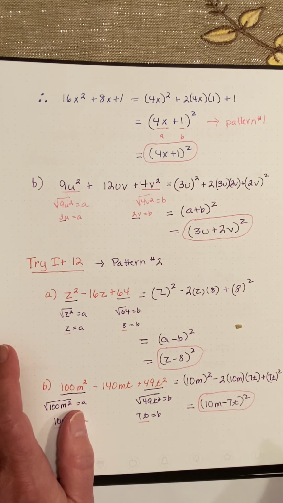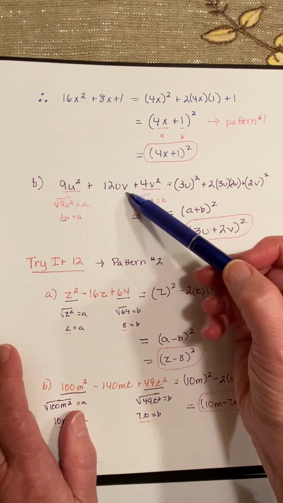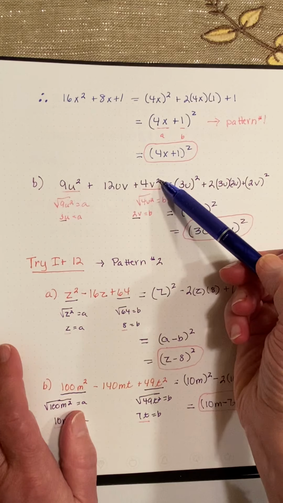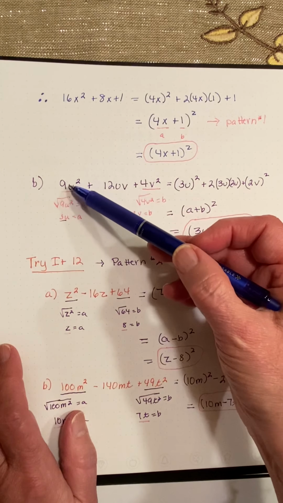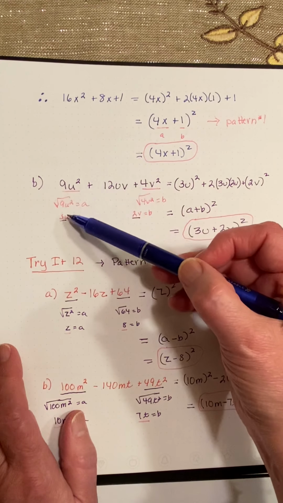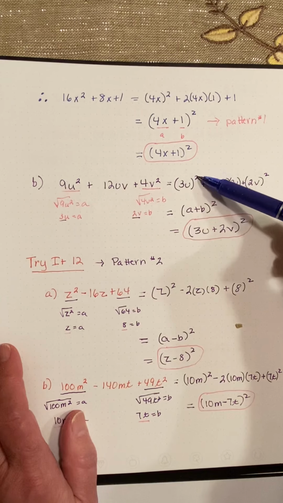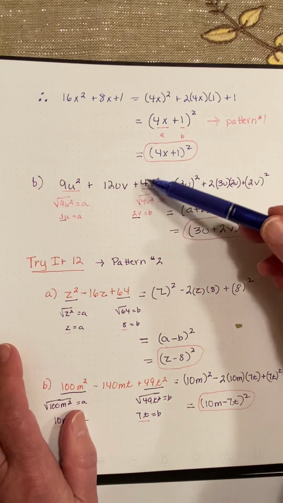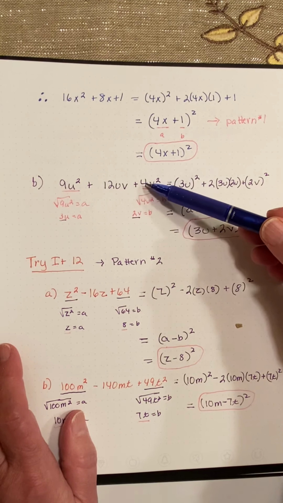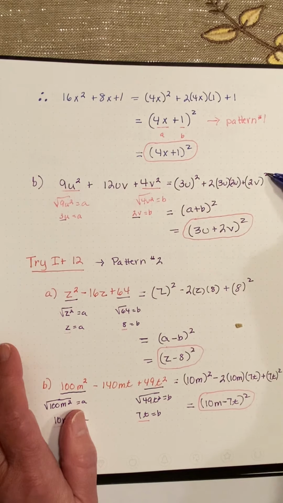Now let's go on to letter B, where I have 9u squared plus 12uv plus 4v squared. I take the square root of 9u squared. The square root of 9 is 3. The square root of u squared is u. So there's my a, 3u. And then I do the same over here. The square root of 4v squared: the square root of 4 is 2, the square root of v squared is v. So I have 2v.